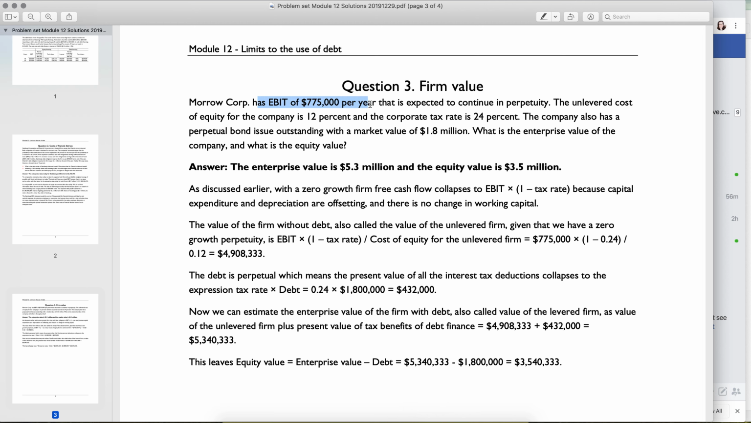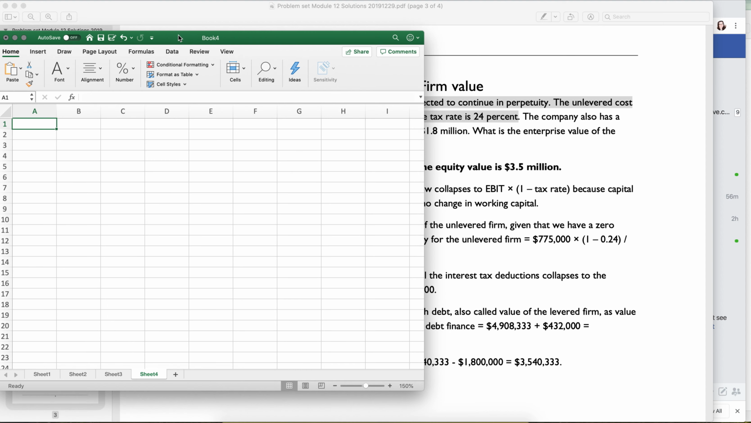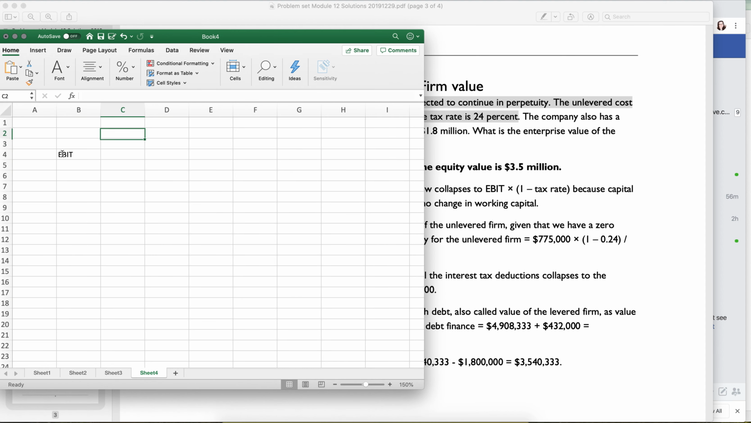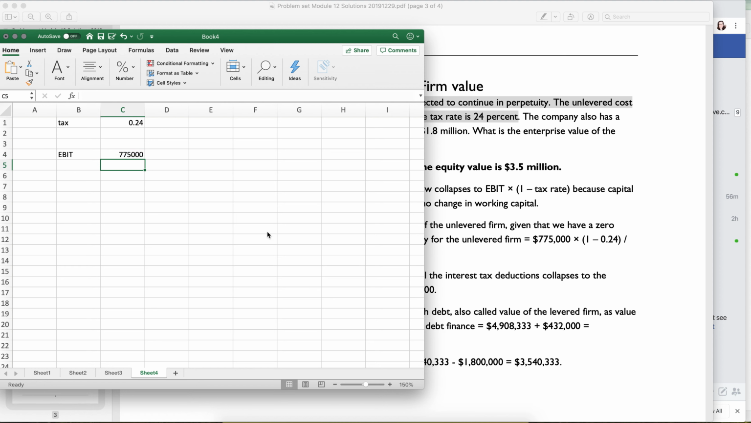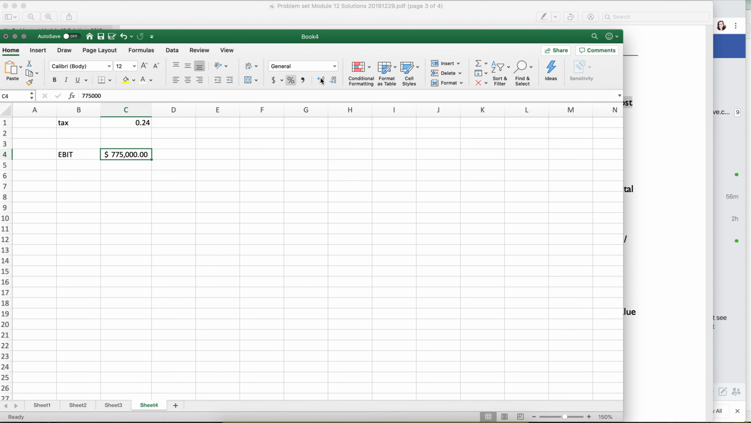Okay, so first step, we have EBIT, we have taxes right here. We can easily calculate the value of these cash flows. So let's start with EBIT. Let's put our tax rate up here, 0.24. Our EBIT is 775,000. Let me make it a little bit bigger. Okay, so we're going to pay taxes on that of this. And then our free cash flow is just going to be that minus the taxes.